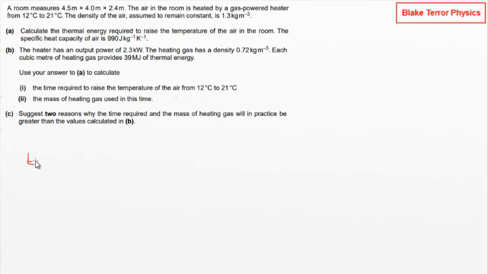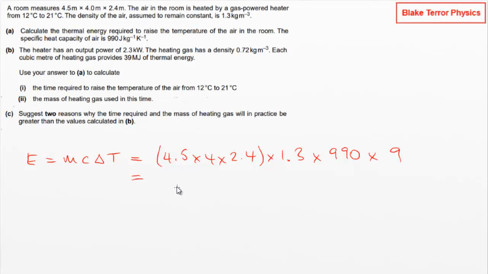There's the specific heat capacity, right? So we need mc delta T. So we need the mass of the air, which is going to be 4.5 times 4 times 2.4. So that's the volume, multiplied by the density, which is the 1.3, multiplied by 990, which is our specific heat capacity, multiplied by 9, which is our temperature rise. So that comes out at 500,385.6, so 500 kilojoules.